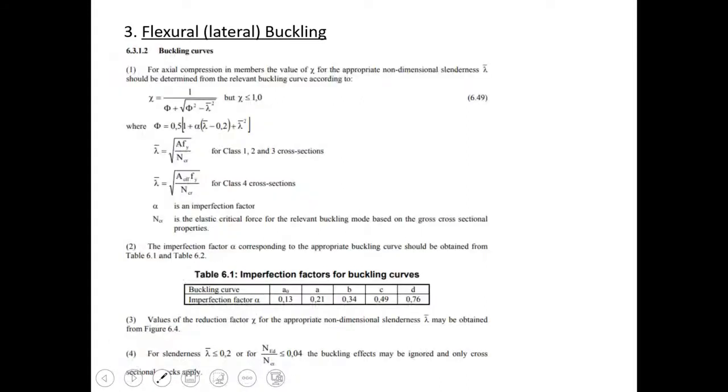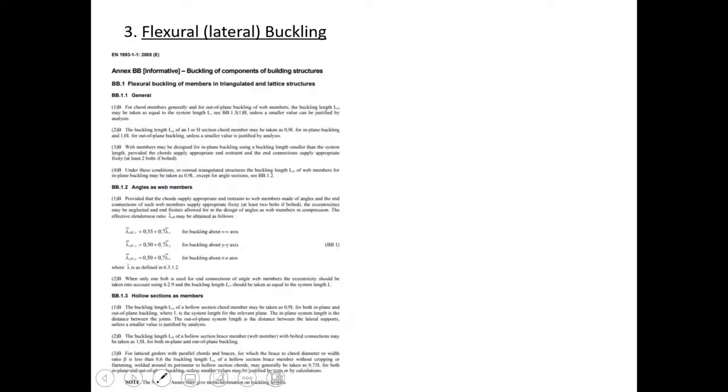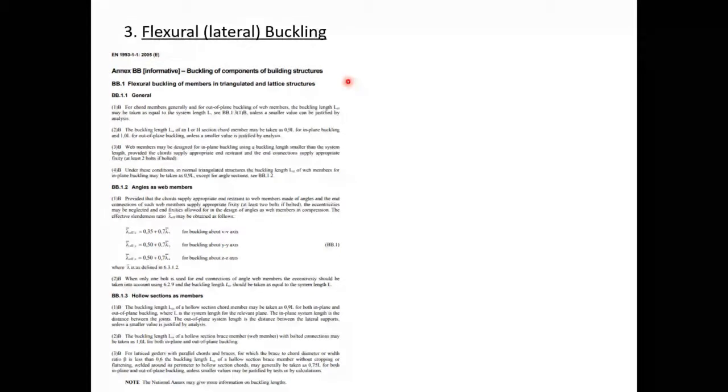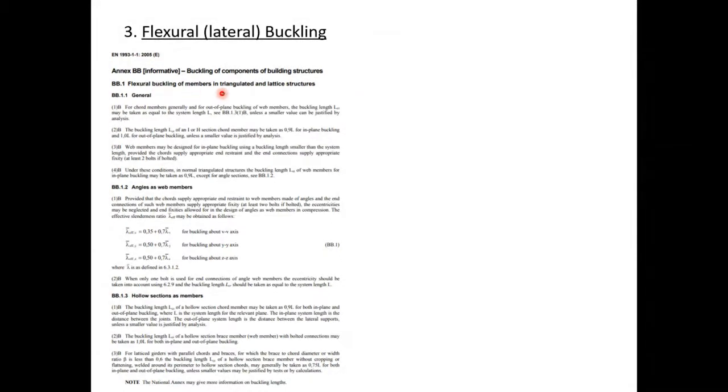Okay. So as I mentioned earlier, for the normalized slenderness value, to take into account an L section or an equal angle section, we have potential bending at the end of it because the loading is eccentric to the centroid of the section. We can go then to Annex BB at the back of Eurocode 3, Part 1-1. Annex BB tells us about flexural buckling of members in triangulated and lattice structures. So like the truss that we're designing, we can use this to work out an equivalent normalized slenderness value, or an effective normalized slenderness value for the section.